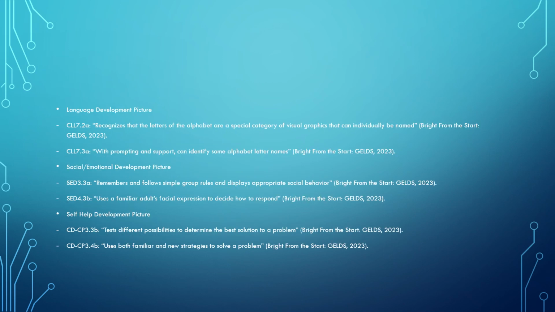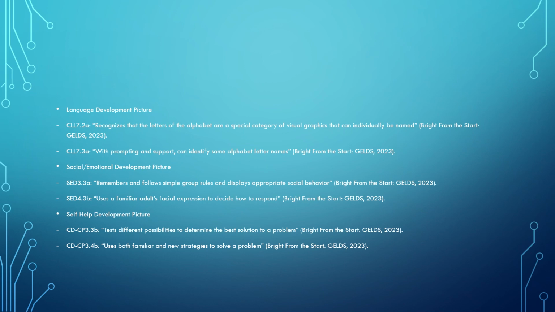So the GELDs I selected for the language development picture are CLL 7.2A and CLL 7.3A. The first one says recognizes that the letters of the alphabet are a special category of visual graphics that can individually be named. The second one says with prompting and support can identify some alphabet letter names.